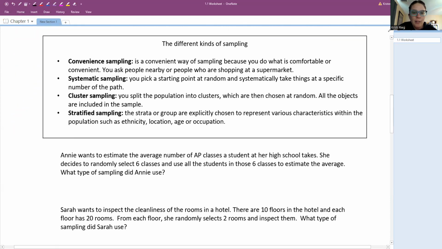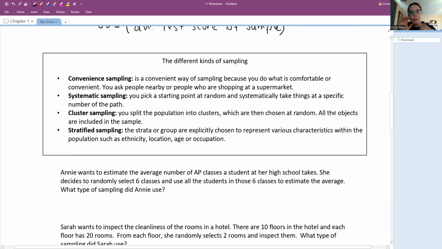Next up, the different kinds of sampling. So here are 4 different kinds. It's not the only 4, but it's just 4 that are talked about a lot. And so number 1 is terrible. It's just listed because people do it. And so the first one is convenience sampling. And convenience sampling is just something you do out of convenience.